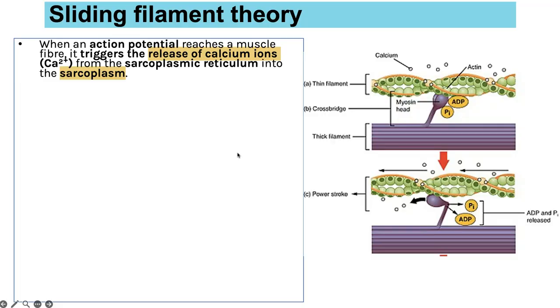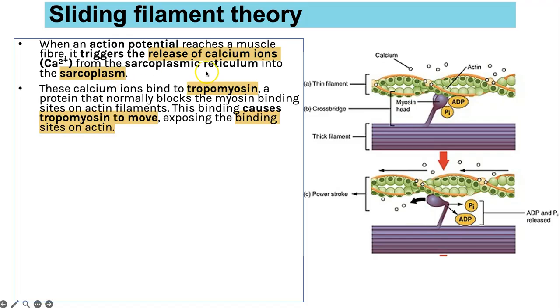So this is how the muscle contracts. So when an action potential reaches a muscle fibre, it triggers the release of calcium ions from the sarcoplasmic reticulum into the sarcoplasm, which we briefly touched on at the very end of what happens at a neuromuscular junction. Those calcium ions bind to tropomyosin, which is shown here in orange, which is a protein which normally blocks these myosin binding sites on the actin filaments. But this binding of the calcium ions causes the tropomyosin to move, and it exposes those binding sites on actin.